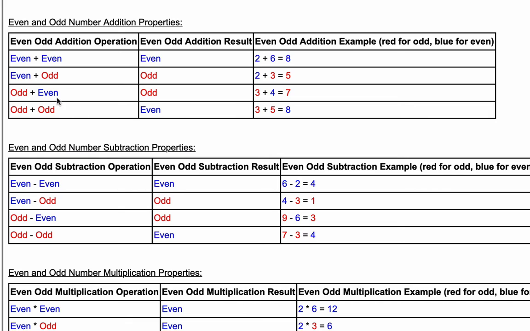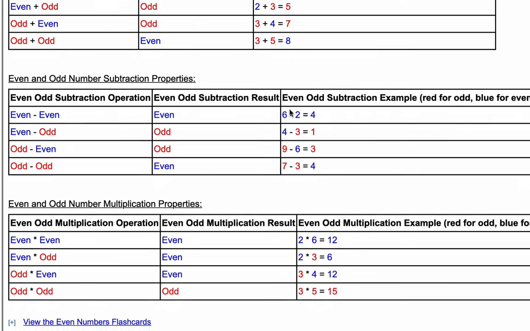If you add an odd to an even, you get an odd, because these are the same here, even odd or odd even. 3 plus 4 is 7. If you add two odd numbers together, you get an even. So we've got 3 plus 5 is 8.